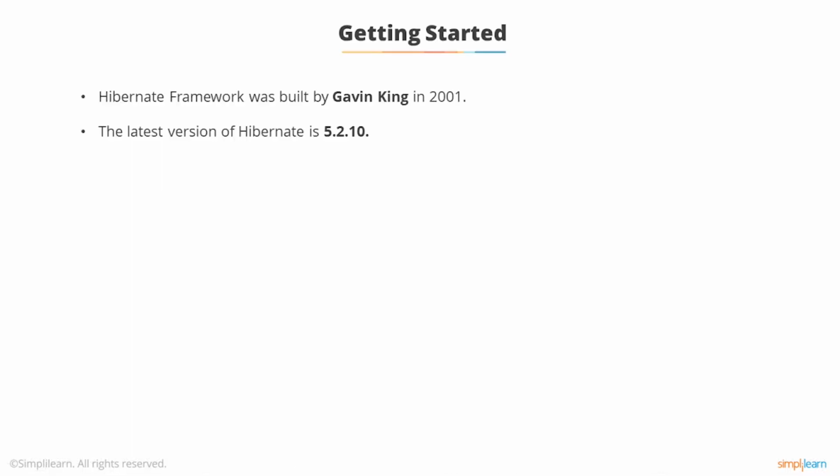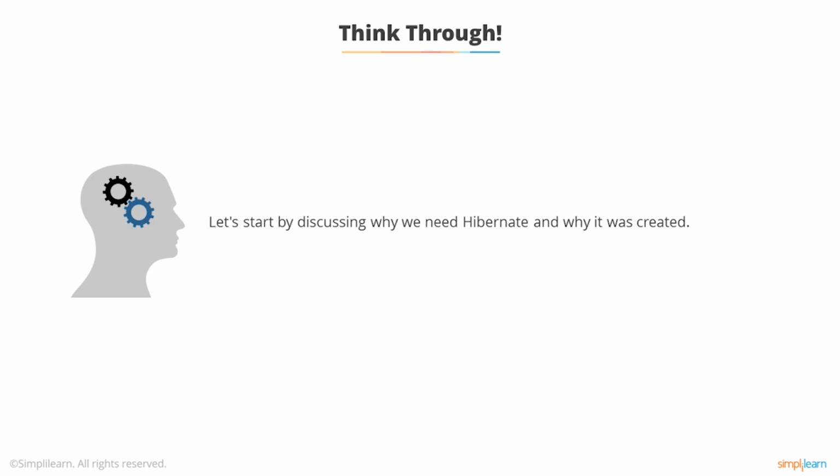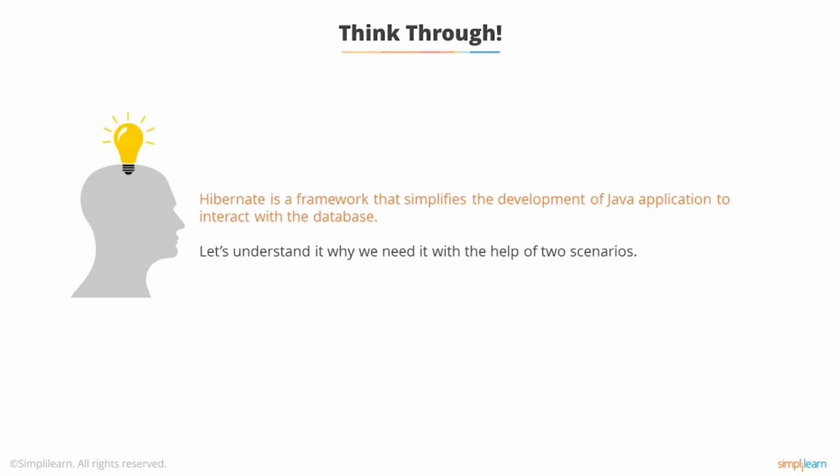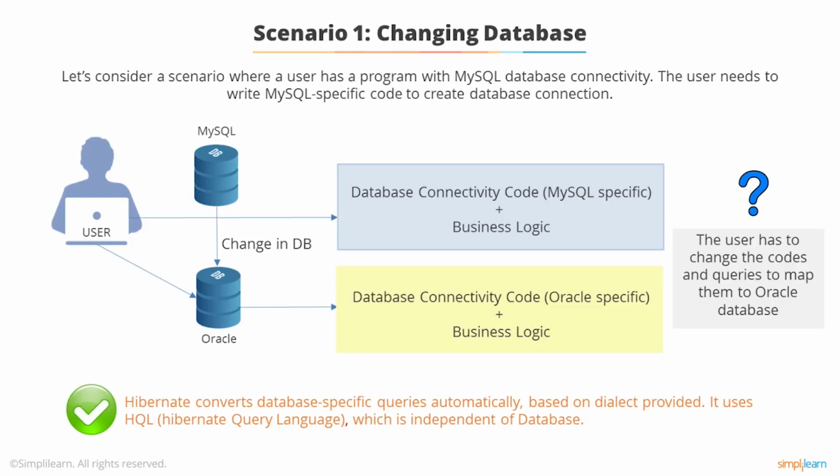The Hibernate framework was created by Gavin King in 2001. The latest version is 5.2.10. Let's start by discussing why we need Hibernate and why it was created. It is a framework that simplifies the development of Java applications to interact with the database. Let's understand why we need it with the help of two scenarios.